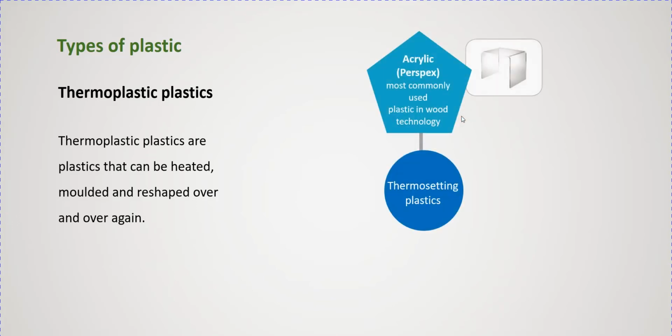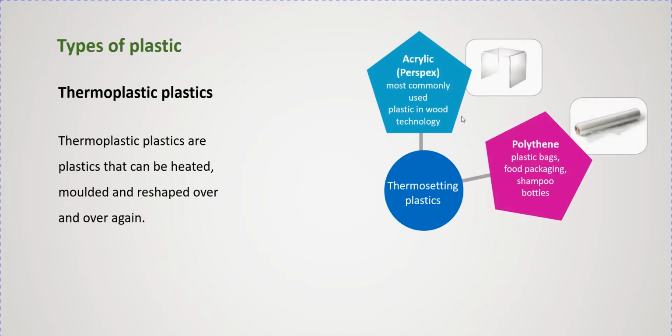So if we look at a few examples of thermosetting, we've got acrylic, commonly known as Perspex, found in the wood technology room and also the metalwork room. Next type here, we've got polythene.